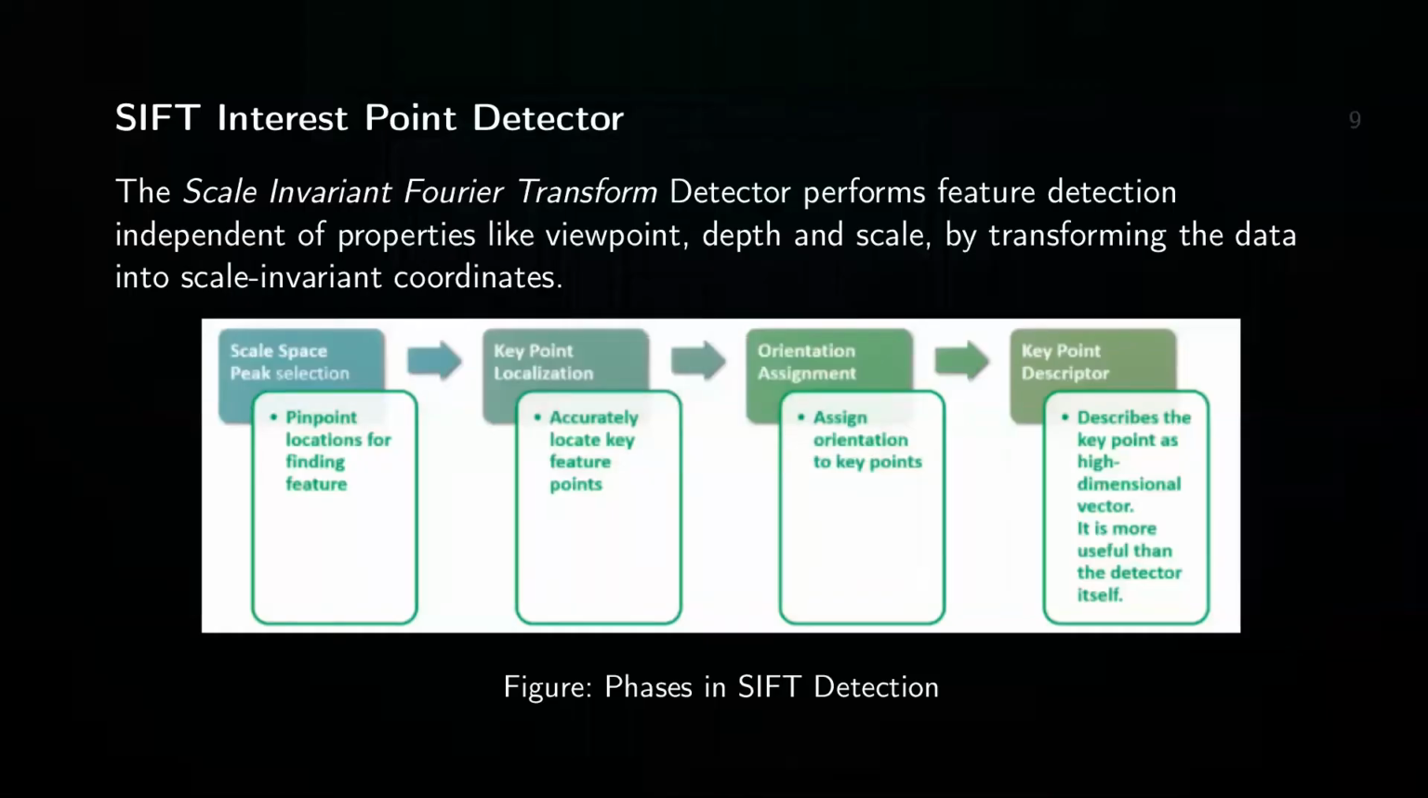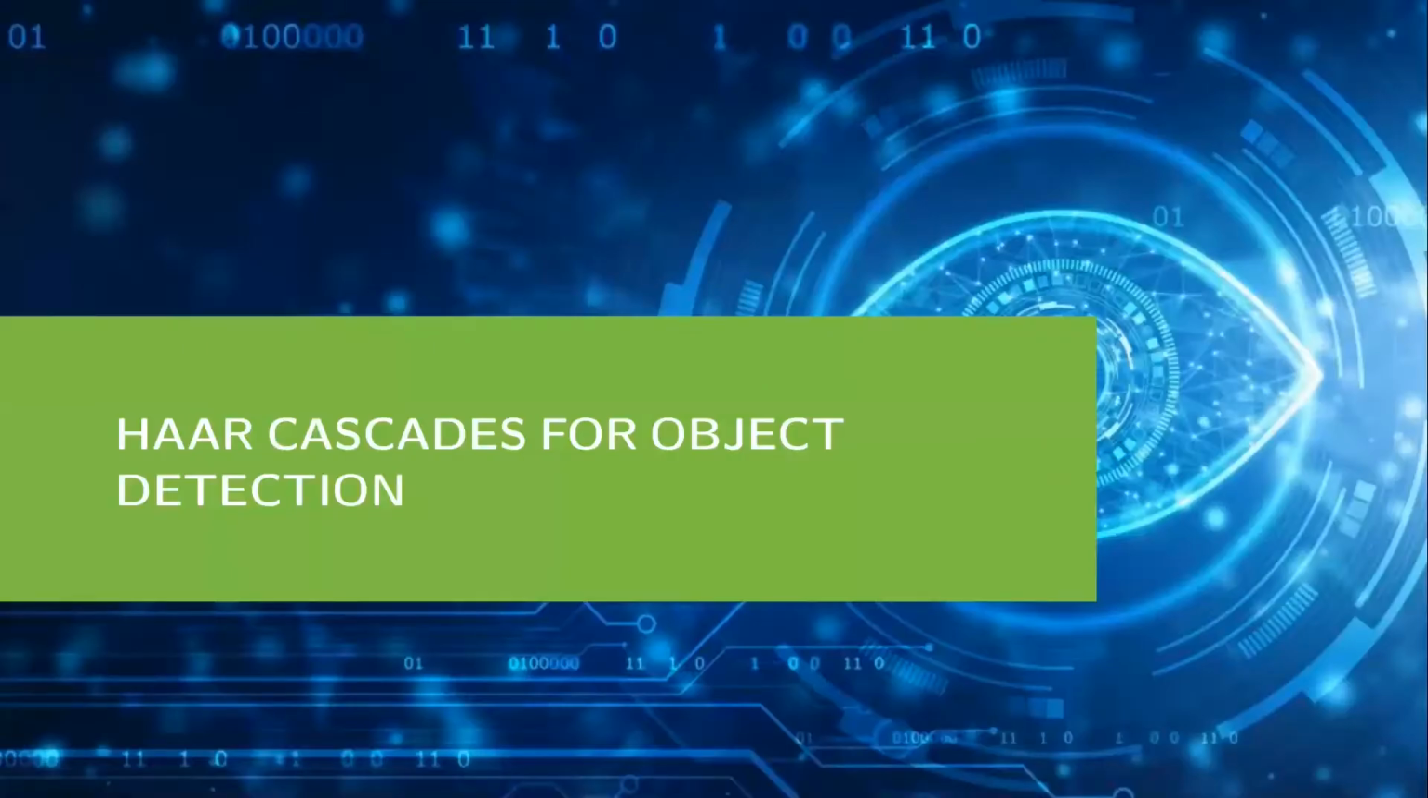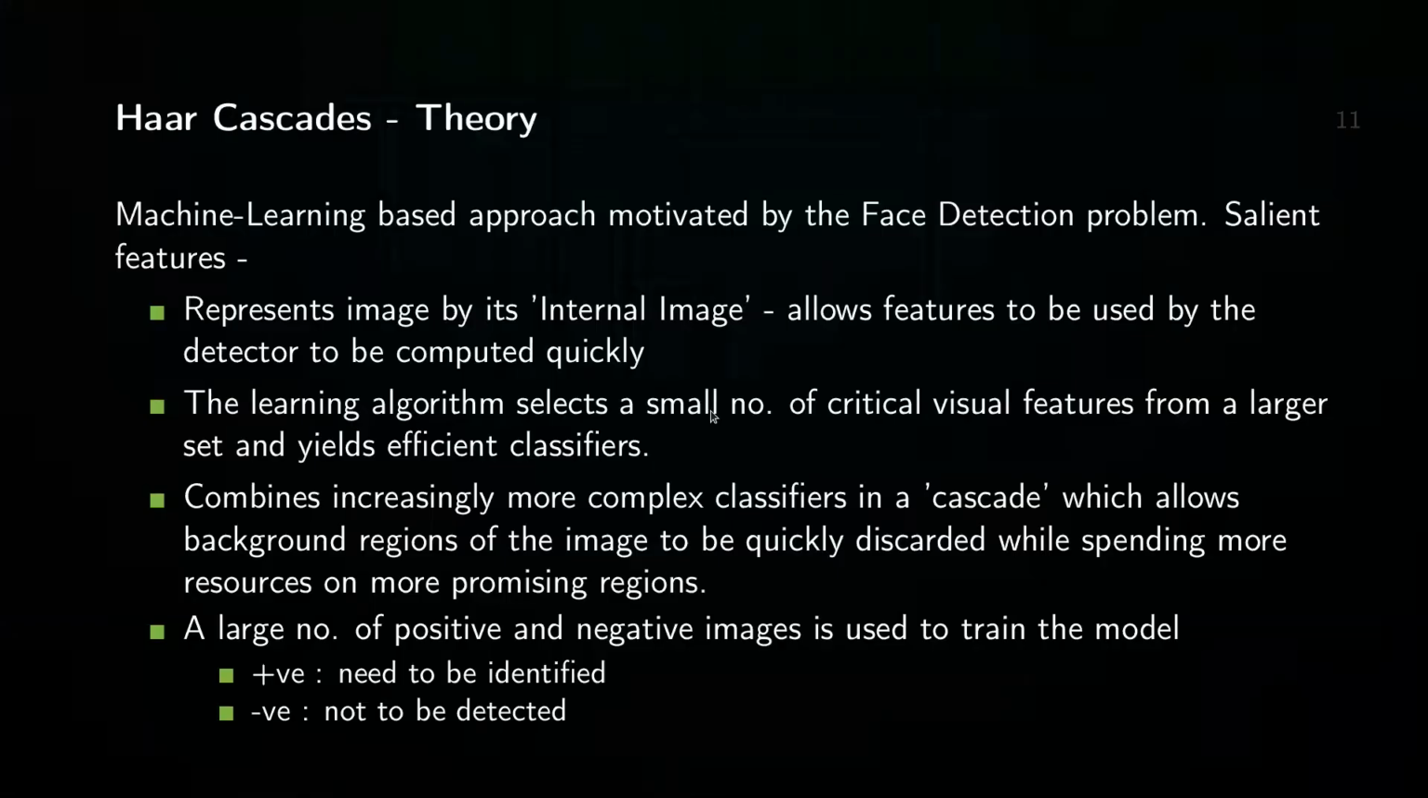Okay, so this was interest point detection. We'll now move to Haar cascades for object detection. A brief overview of the theory: I am paraphrasing the 2004 paper which came up with the idea of Haar cascades. This is a machine learning based approach which was motivated by the face detection problem. Its features are as follows.